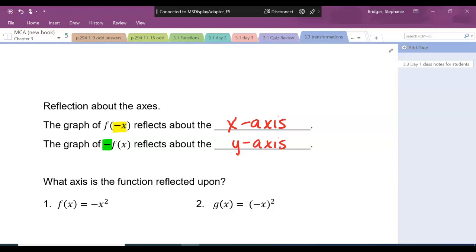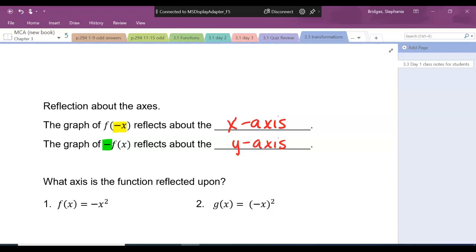Plus c moves it up. Minus c moves it down. Okay. Remember, this part is just the name of it. What we're really focused on here is the number being added or subtracted inside or outside my function. And then, if we do it inside, that's when it goes opposite. So if it's a plus, it's going to go the opposite direction, so that moves it to the left. If it is a minus, then that is going to move it to the right.